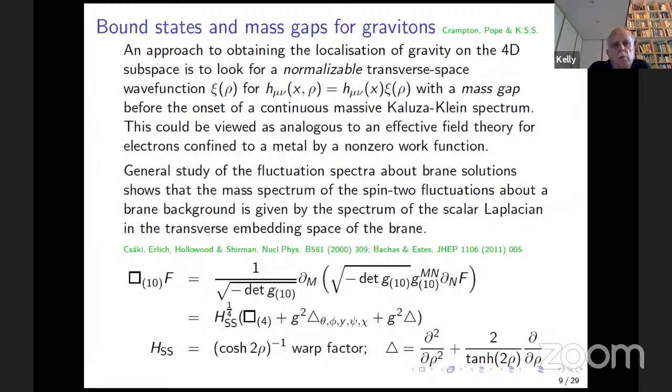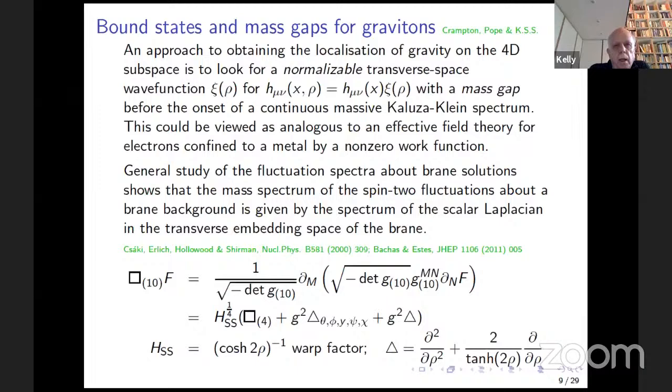Now, we want to look for a lower dimensional effective theory of gravity. And basically following earlier papers of Sabasaki, Ehrlich, Hollowood, and Sherman, and also Bakas and Estes, Kostas is with us, I hope, still today. One can look for a normalizable transverse space wave function where we let the gravitational fluctuations be functions of x on the world volume and rho, the important direction, the radial direction in the transverse space, to be given by a separated solution, h mu of x times c of rho.